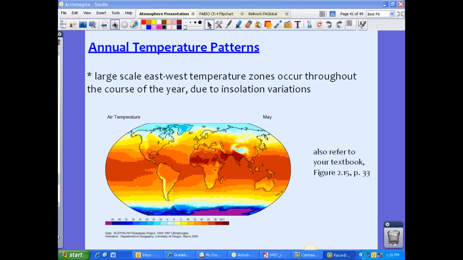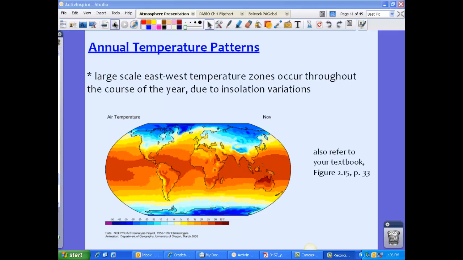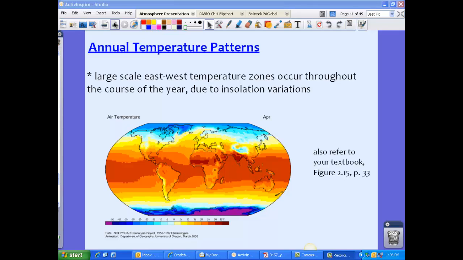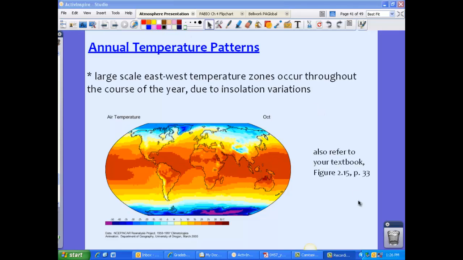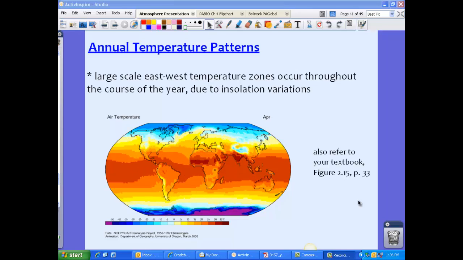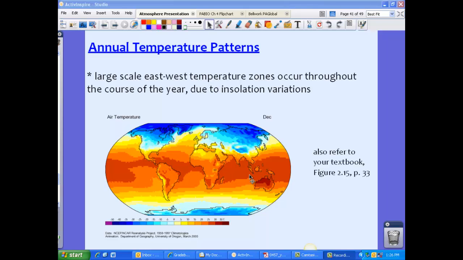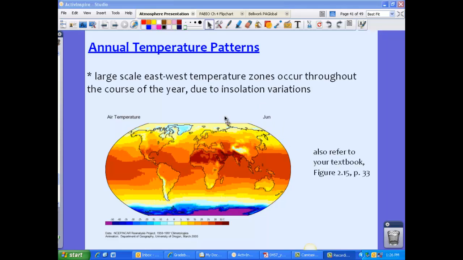So if you take a look at this particular picture, this animation, this is kind of reminiscent of your textbook page 33, figure 2-15. What you'll see here is an animation of what the Earth looks like as it goes from January to December. So notice at certain time periods, around February, December, January, you'll notice we have more blue up at the top.